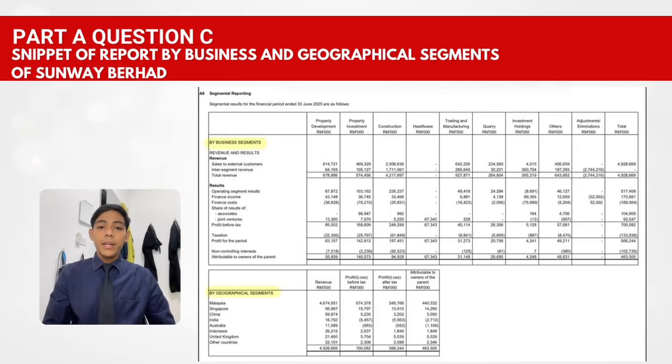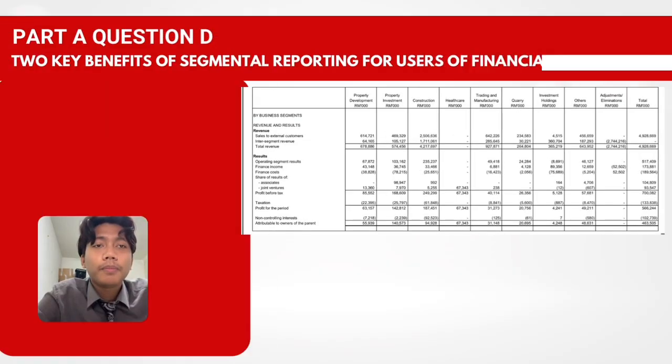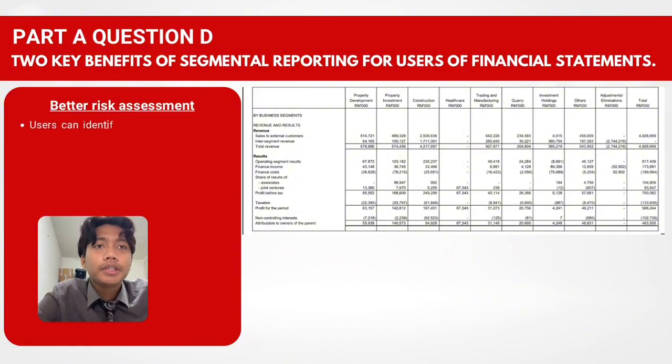So as you can see, here is the snippet of segmental reporting by Sunway Berhad. As you can see, the company disclosed the segmental report by business segments and geographical segments. It helps the users of the financial statements make better decisions. For part A question D, two key benefits of segmental reporting for users of financial statements.